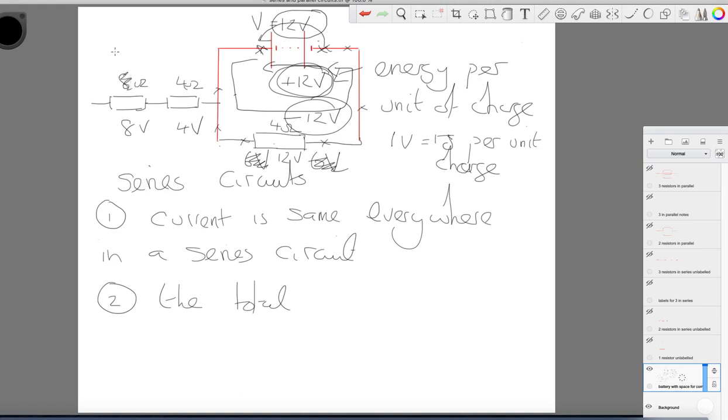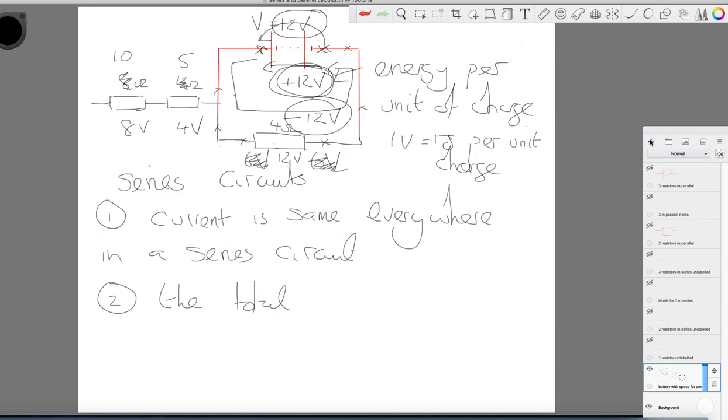If I made that 10 and 5, the same thing would happen. That's twice as difficult as that, and so twice the amount of voltage is dropped across this one compared to that one. So that's a series circuit.